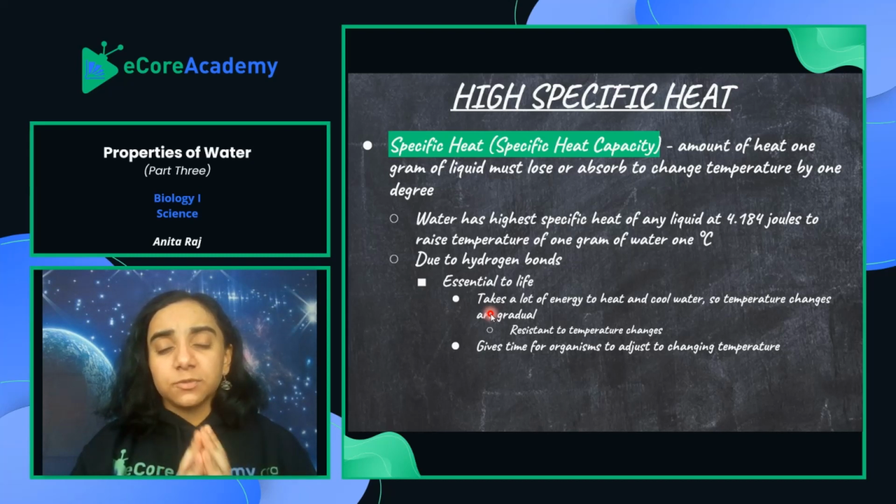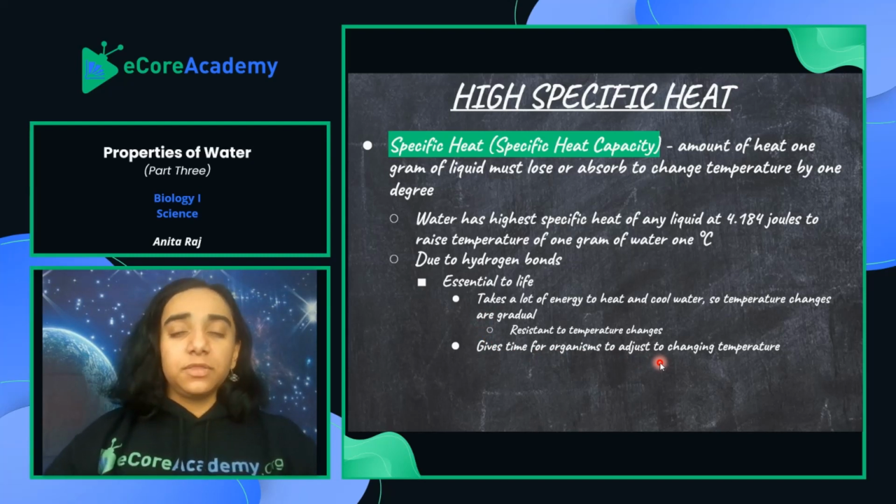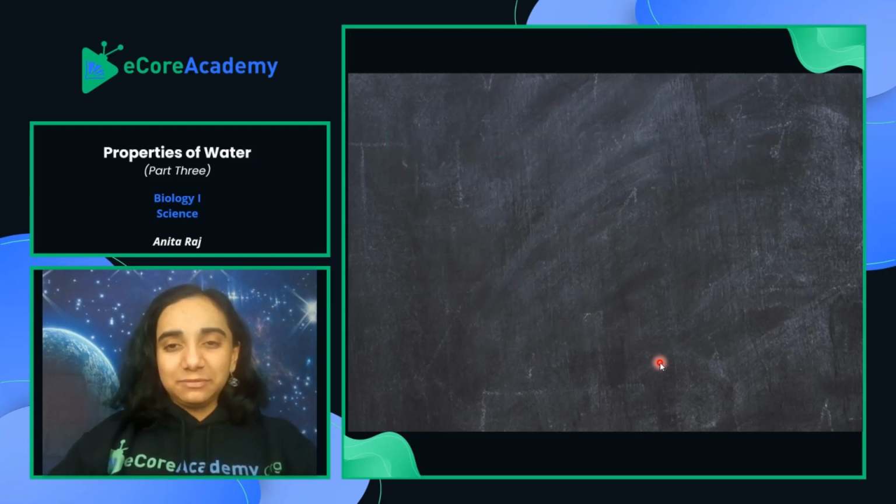Hydrogen bonds and water molecules are always going to do the opposite, so that the ecosystem and the organisms don't experience great fluctuations in heat. This gives time for the organisms to adjust to the changing temperature, like we talked about. We're good with gradual temperature changes because we can adjust. However, if they're way too sudden, that's when the problems happen.